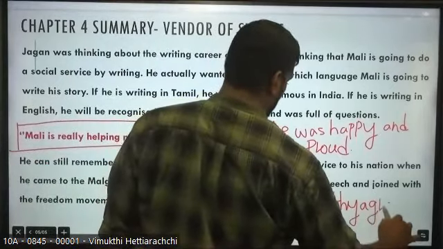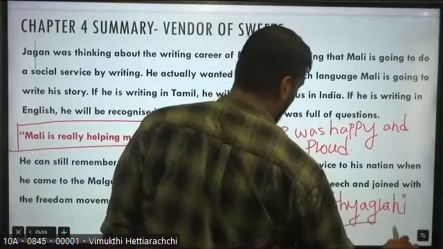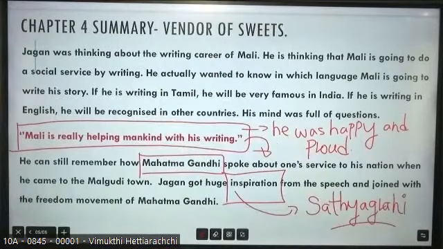Satyagrahi movement. Remember that word now? This is what we call Satyagrahi movement, right? So when Jagan was a small boy or a youngster, Mahatma Gandhi actually came to Malgudi town with his speech. Jagan got a huge inspiration from Mahatma Gandhi without having any second thoughts. He joined Mahatma Gandhi's freedom movement, which is known as the Satyagrahi movement. So chapter number 4 actually starts from there.